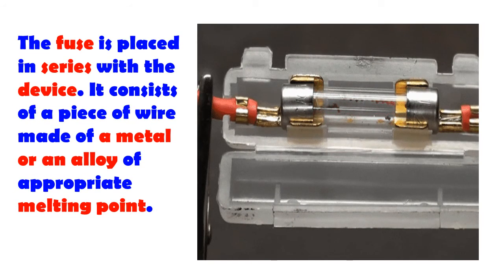Electric fuse, it protects the circuit and appliances by stopping the flow of any unduly high electric current. The fuse is placed in series with the device and it consists of a piece of wire made of a metal or an alloy of appropriate melting point.